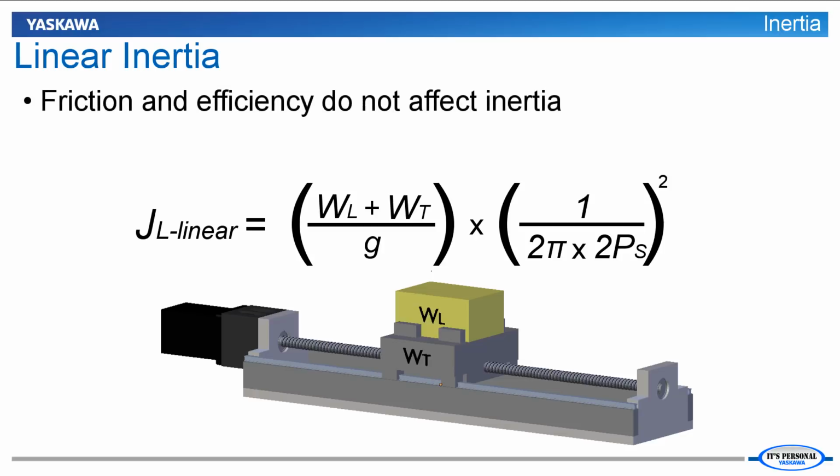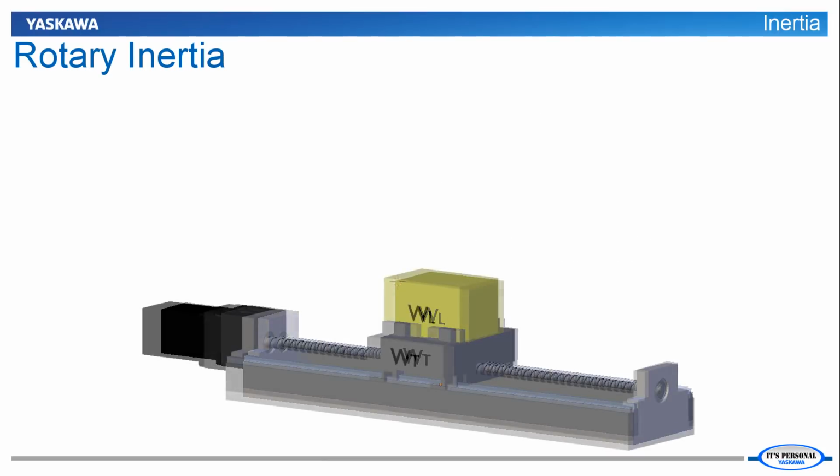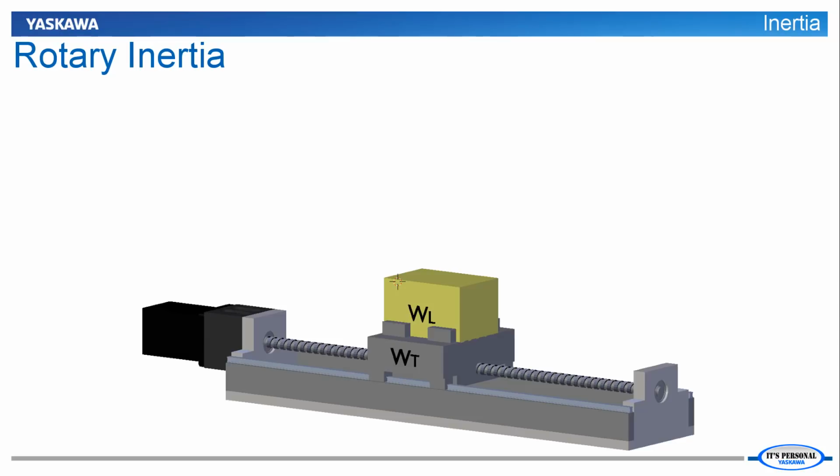One common misconception is that friction and machine efficiency increase the inertia. It is evident by this equation that friction and efficiency do not have any effect on the inertia. Remember that inertia is the rotary equivalent to mass, and no amount of friction can change an object's mass or inertia. Anything that is rotated by the motor, whether directly or indirectly, contributes to the rotary inertia of the load.